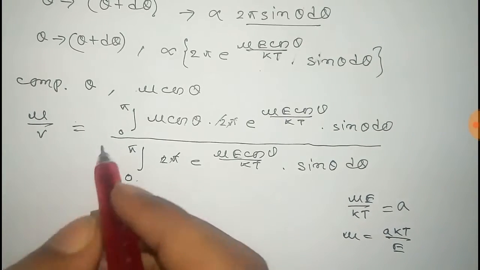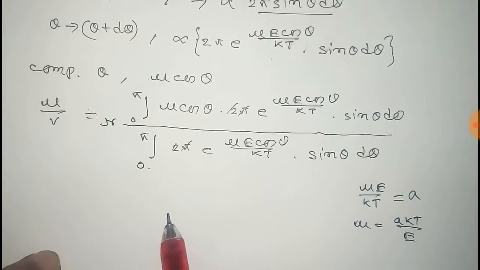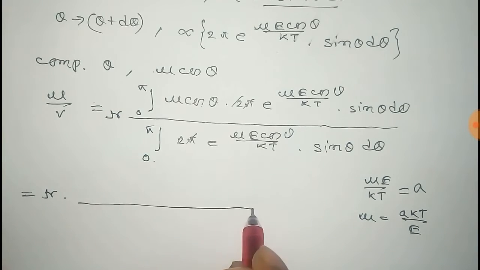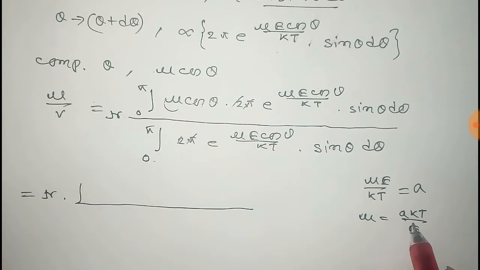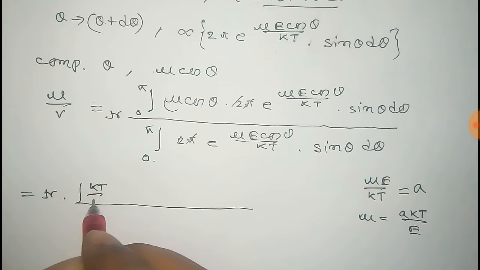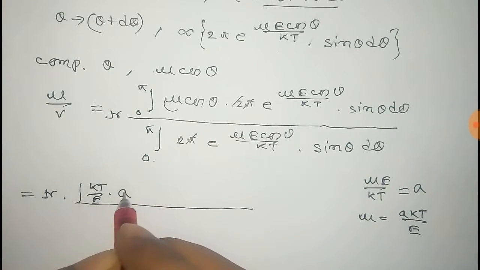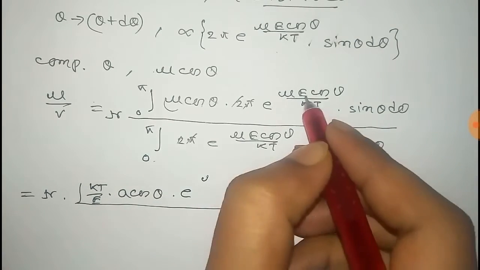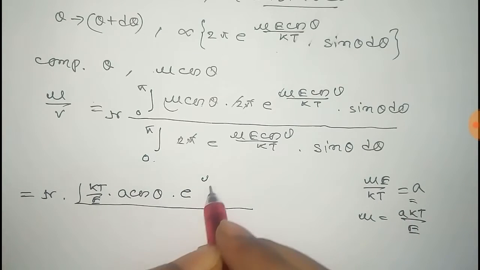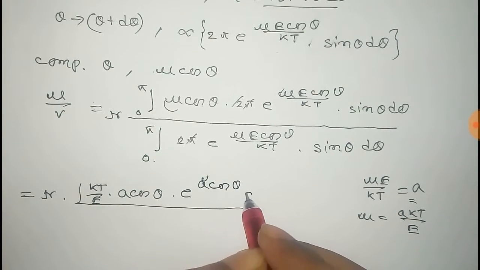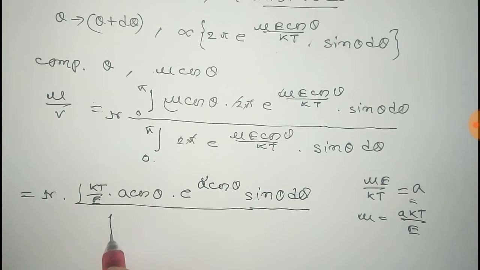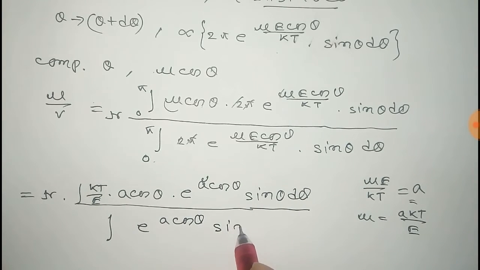Now there will be n, that is the total number of atoms. So n into, put the value of mu there, that is a kT by E. So kT by E into a, the remaining cos theta there, and e to the power a cos theta, since this term is considered as a, into sin theta d theta, divided by the integral of e to the power a cos theta into sin theta d theta.